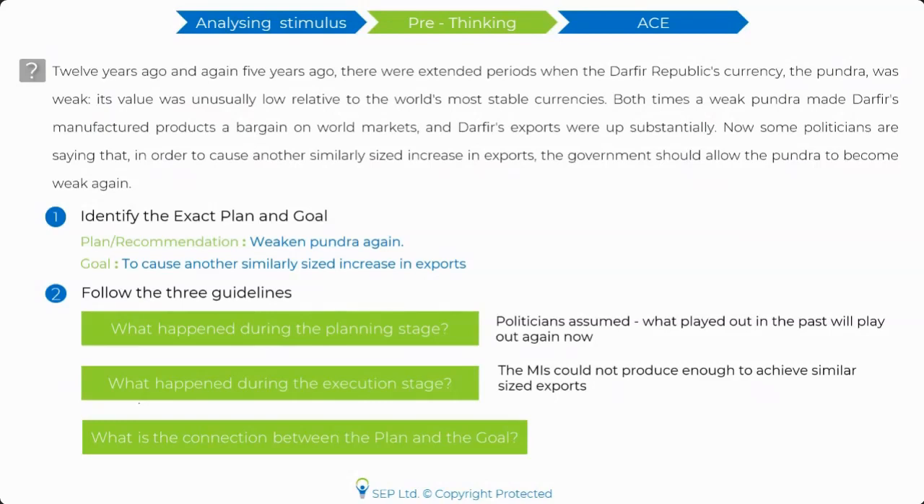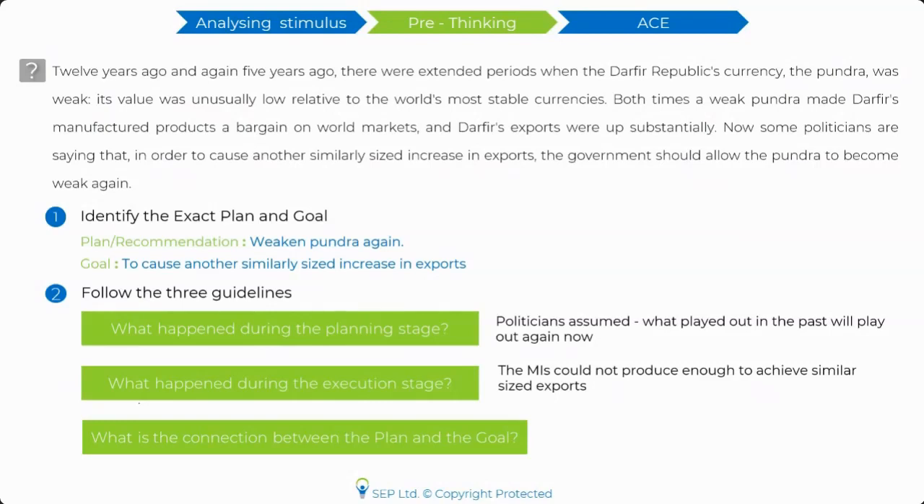Well, the point here is, what will happen because of the weaker currency within the country is not relevant, because we're not talking about increasing income. We're just talking about increasing exports. So the income through the exports should increase in that sense, Trikunj. Okay. So even if costs go up, that's not the concern of the argument. The concern is that there should be a similar sized increase. That is the goal. Okay.